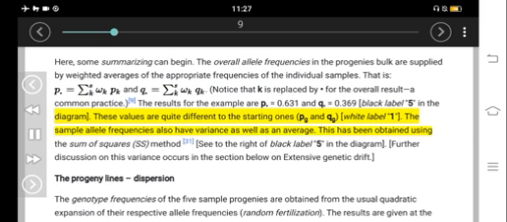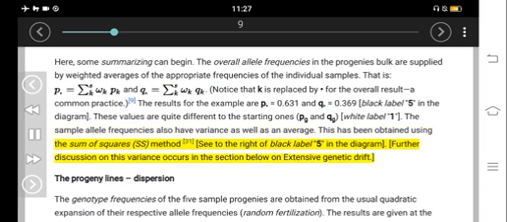The sample allele frequencies also have variance as well as an average. This is obtained using the sum of squares SS method, see to the right at black label 5 in the diagram. Further discussion on this variance occurs in the section below on extensive genetic drift.